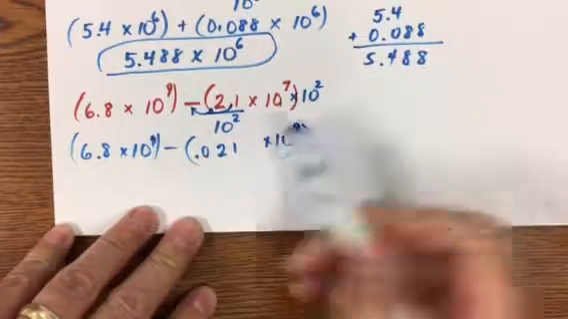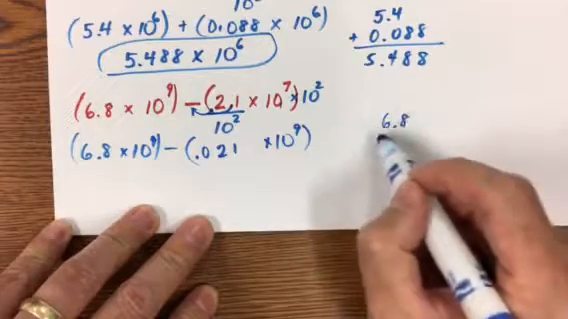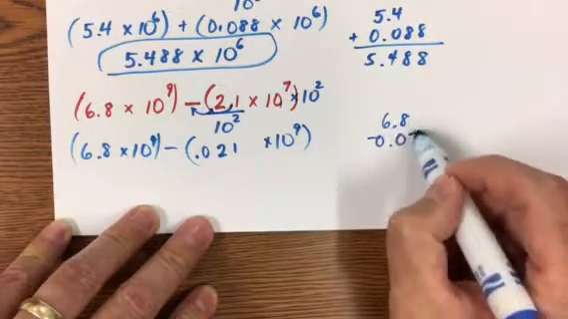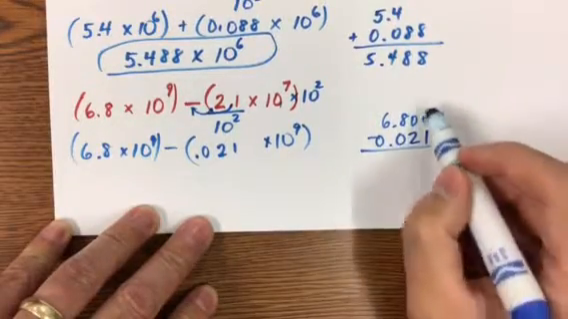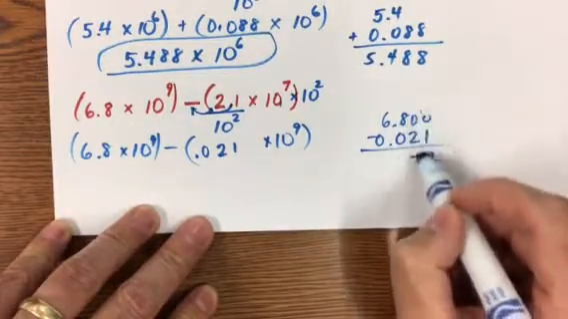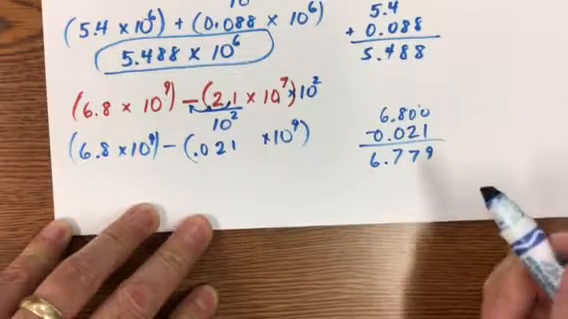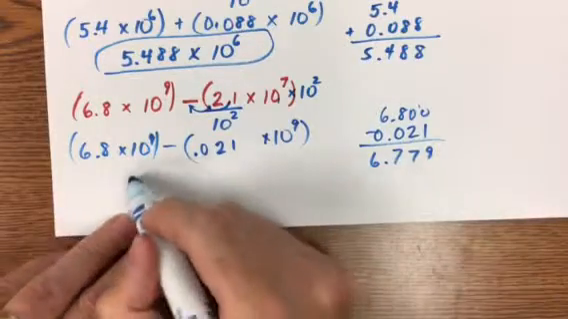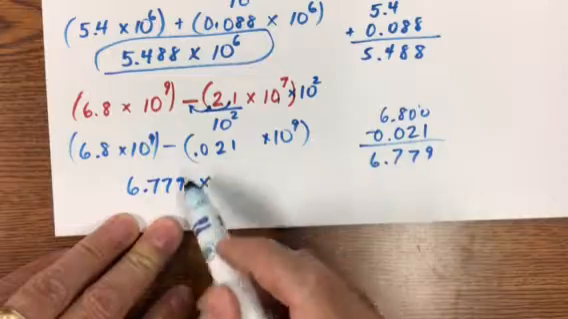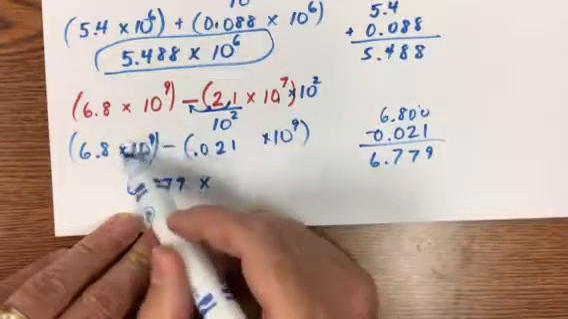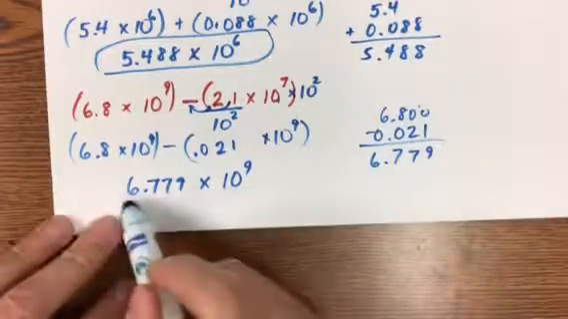Since the powers of 10 are the same, all I got to do is subtract the two other numbers, 6.8 minus 0.021. I'm having a hard time doing this in my head. So that's going to be 9, that's going to be 7, that's going to be 7, that's going to be 6, I think. So, yeah, that looks right. So it's going to be 6.779 times what? Since there's subtraction, you just keep these two powers the same and bring it down. So this is our final answer on that.